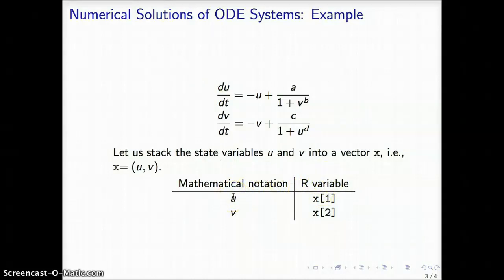So we will write a code, and instead of using u and v, we're going to use x1 for u and x2 for v, and we're going to think of u comma v as a vector x. You'll see that it'll become more clear in just a minute when we execute the ODE solver.